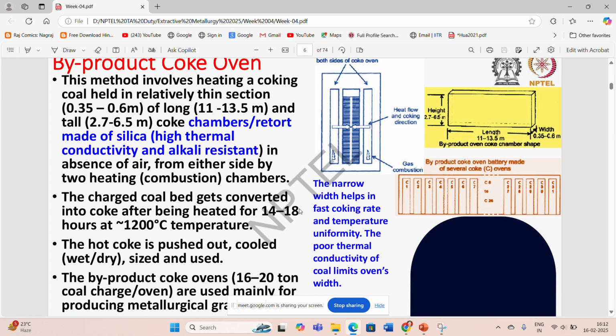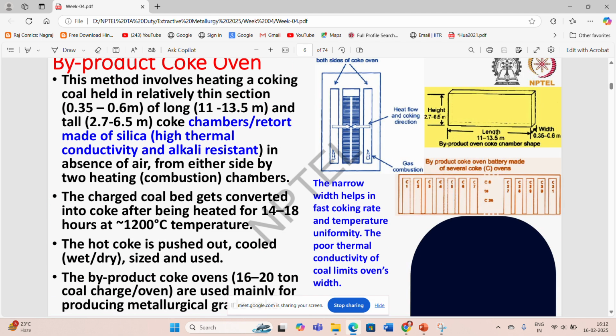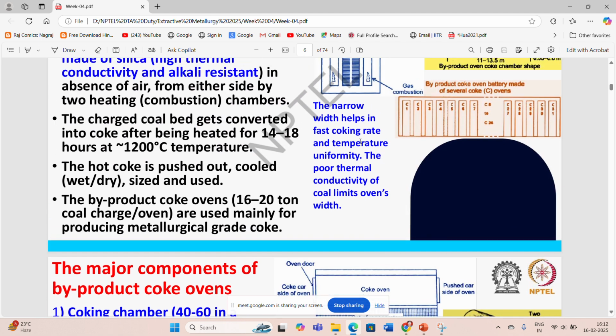The charged coal beds get converted into coke after being heated for 14 to 18 hours at 1200 degrees Celsius. The hot coke is pushed out, cooled, sized, and used for further operations. Byproduct coke ovens can charge 16 to 20 tons of coal at one time, and are used mainly for producing metallurgical grade coke. The narrow width helps in a fast coking rate and temperature uniformity. The poor thermal conductivity of coal limits the oven's width.